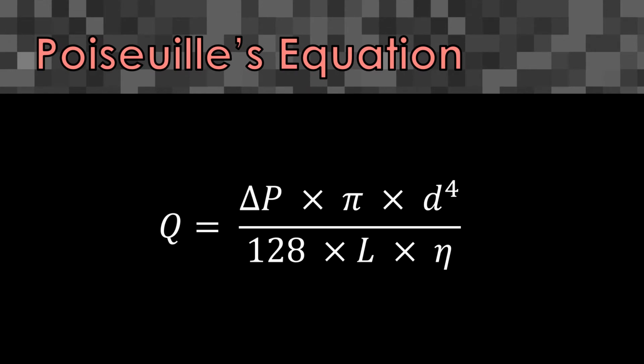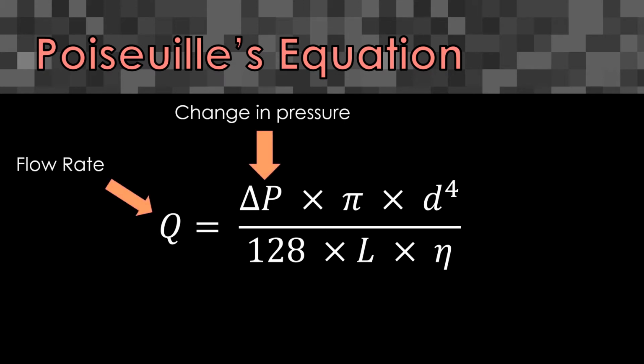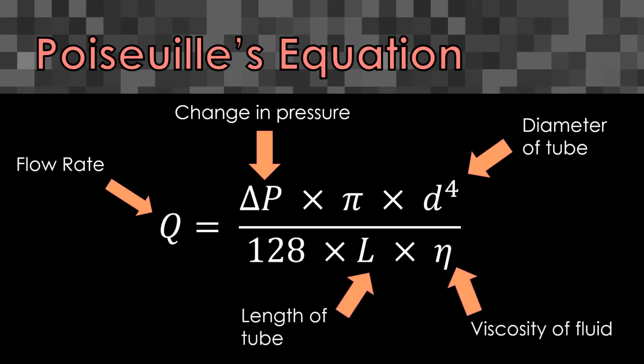So here I have for you Poiseuille's equation. Again, the units were left out of this presentation to really get to what this equation represents in the way of flow. Poiseuille's equation tells us that the flow rate is equal to the change in pressure multiplied by pi multiplied by the diameter to the 4th power, which is all divided by 128 multiplied by the length of the tube multiplied by viscosity of the fluid. You can see a lot of the elements that we've learned from the other two equations that led up to this point. Note that Poiseuille's uses diameter of the tube, not radius.